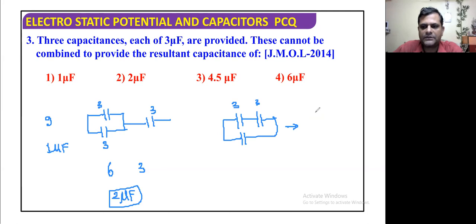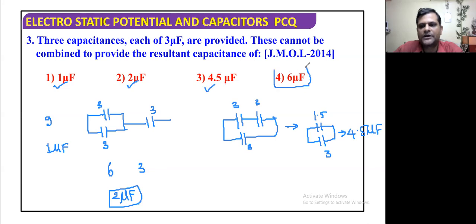वो हमको मिलेगा 1.5. And 1.5 माइक्रोफैराड का जो कैपेसिटेंस है वो अगर हमने 3 माइक्रोफैराड कैपेसिटेंस के साथ सीरीज में लगा दिया, तो इससे हमको 4.5 माइक्रोफैराड का कैपेसिटेंस मिल जाएगा आराम से. तो देखो ठीक से, ये 1 माइक्रोफैराड भी हमको मिल रहा है, 2 माइक्रोफैराड भी मिल रहा है, 4.5 माइक्रोफैराड भी मिल रहा है, लेकिन 6 माइक्रोफैराड कभी भी नहीं मिल सकता है इस केस में. इसीलिए ये 6 माइक्रोफैराड must be the answer.